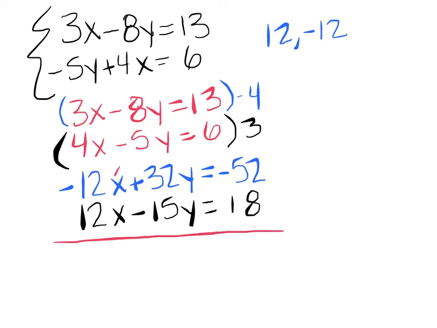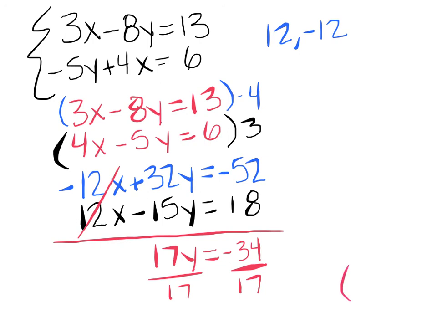Negative 12x plus 12x is 0. 32y minus 15y is 17y. Negative 52 plus 18, get your calculator out, type, type, type. We're going to get negative 34. Divide both sides by 17. And I made this mistake myself. I had to go back and fix my video. It's negative 34 divided by 17, so the answer is y is negative 2.